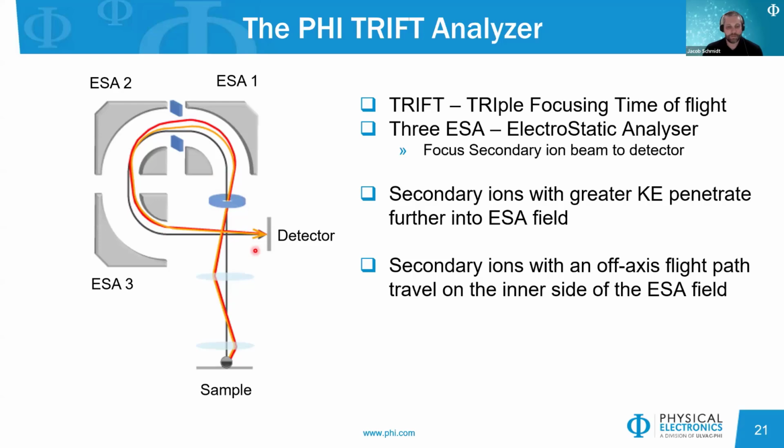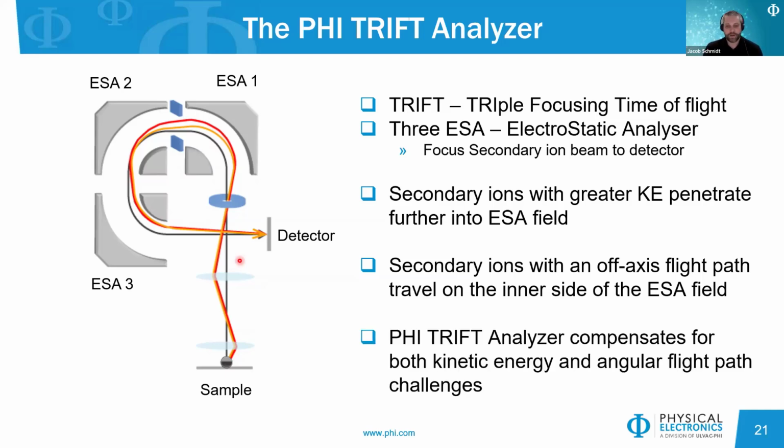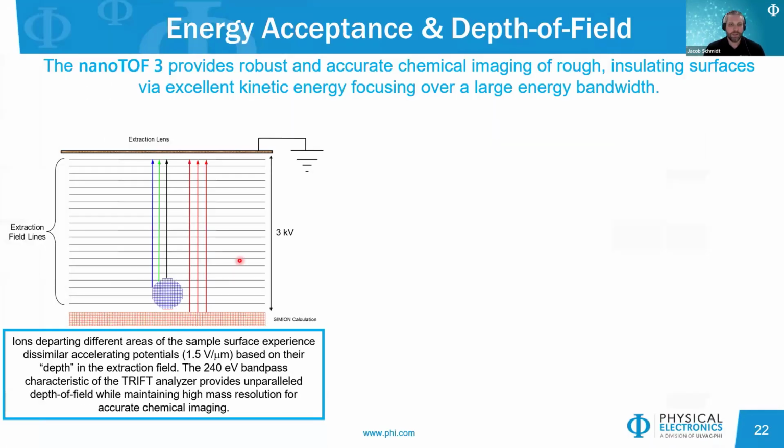This can also accommodate wide angles of secondary ions because those ions emitted at an angle will be refocused into the standard ion path through the third ESA to impact the detector at the same time as the on-axis ions. So in this way, the PHI TRIFT analyzer can compensate for both a wide kinetic energy spread and a wide angular flight path. I'll show some examples of how this works with real samples.